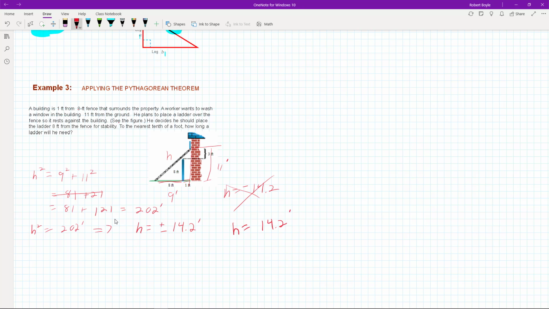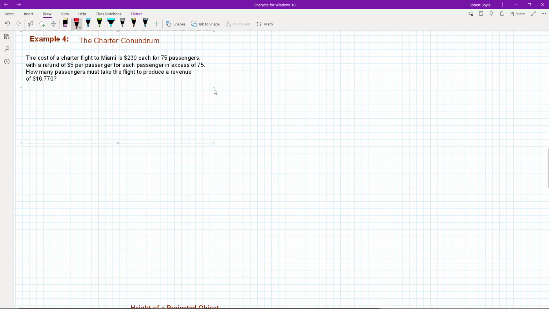Does it work out? Yes, indeed it does. If you actually square this, you would get something very, very close to 202. The next example is something that you're going to see in your homework, which is a little different. So I wanted to make it a point to go over it just to make sure that we understand how this thing works.